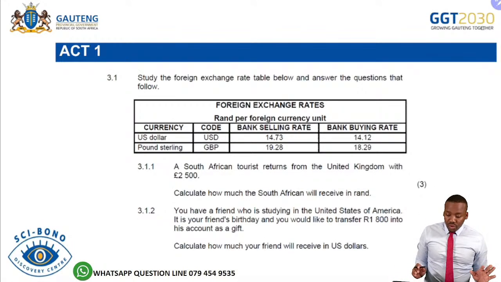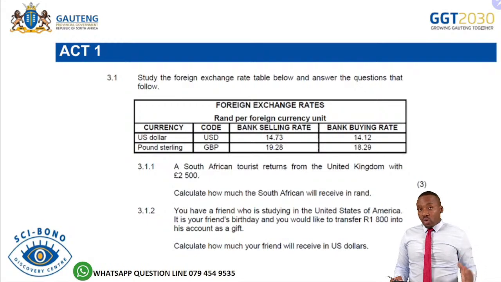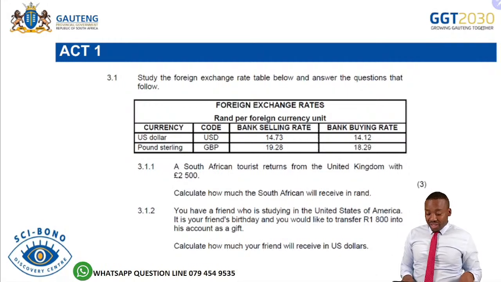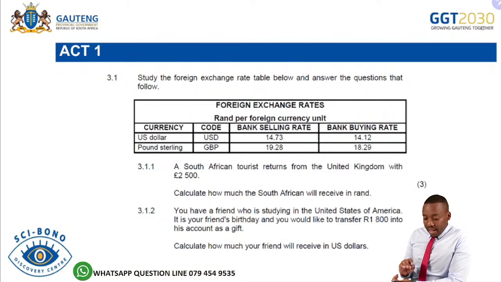Let's now move to activities for today. So far, you should know what is bank selling rate. You should know what is bank buying rate. You should know what we mean by foreign currency. You should know what we mean by local currency. More especially because on your activities, these concepts will come time and again. Then you also need to know from the previous slides, when do you multiply and when do you divide. The mark allocation again is very important.